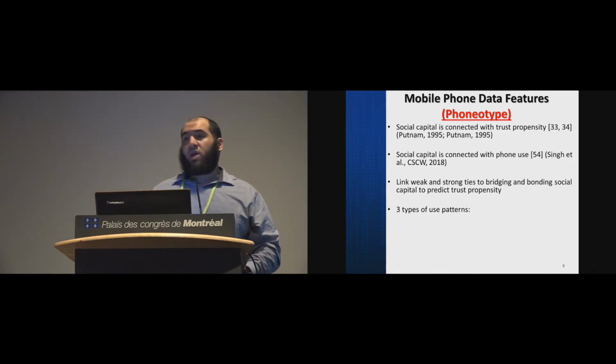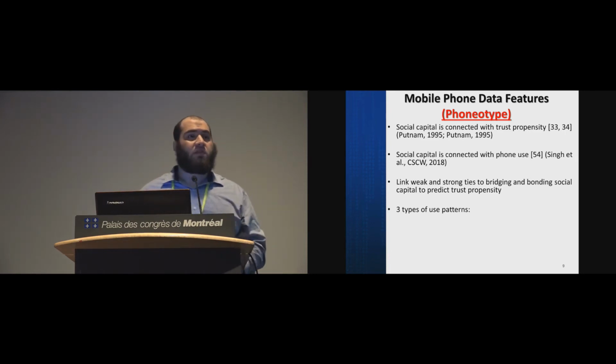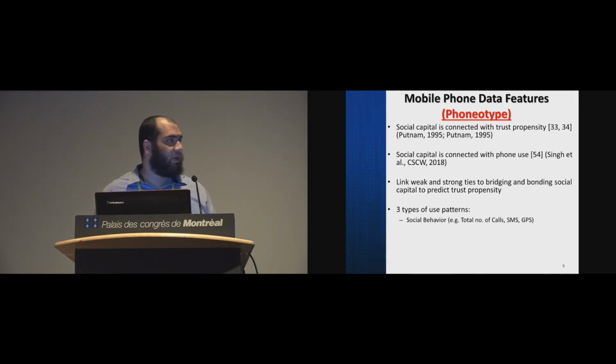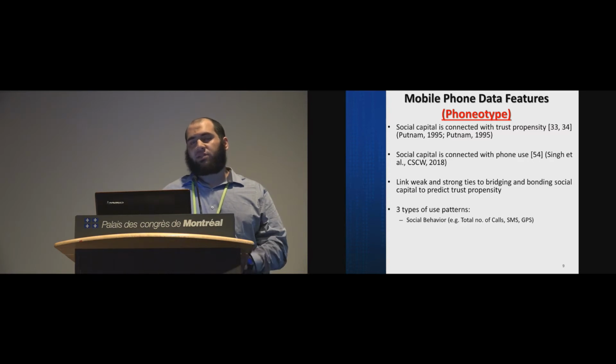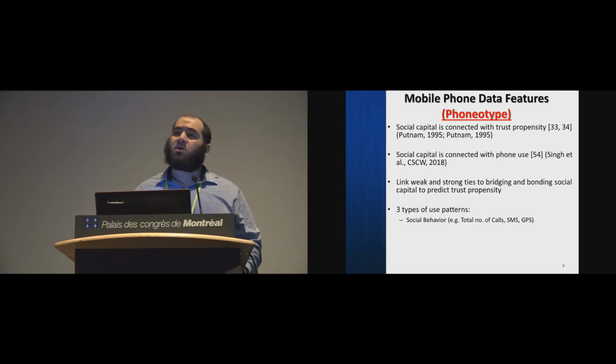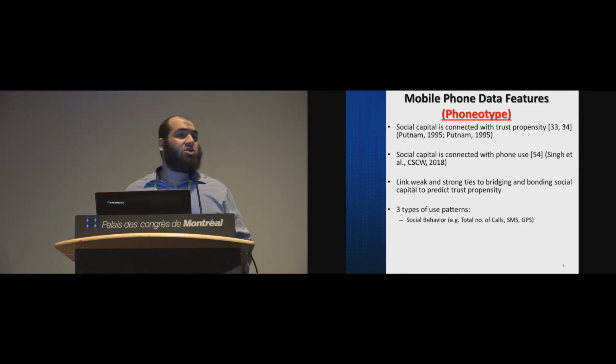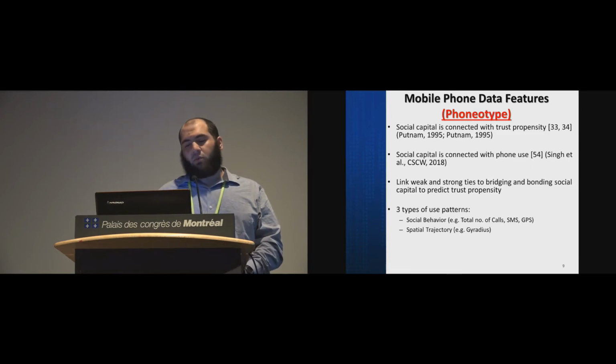In summary, we have created 24 features taken from the mobile phone data of the participants, categorized in 3 types. We are trying to capture 3 different types of use patterns of our participants. The first one is their social behavior. Some examples of features in this category are the total number of calls they have made, received or missed, SMS messages received and sent, and GPS locations visited, for example.